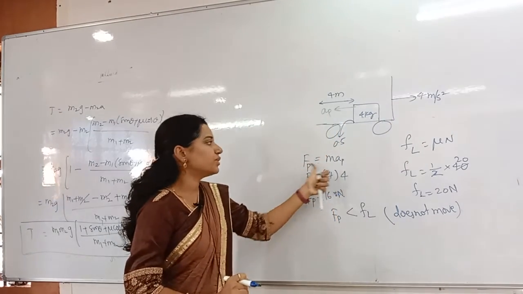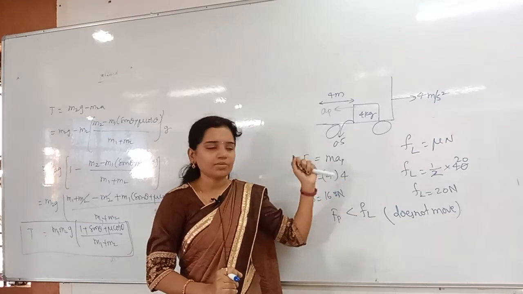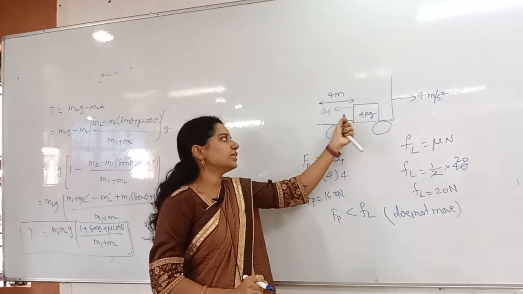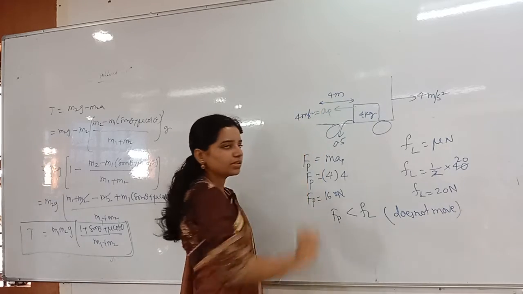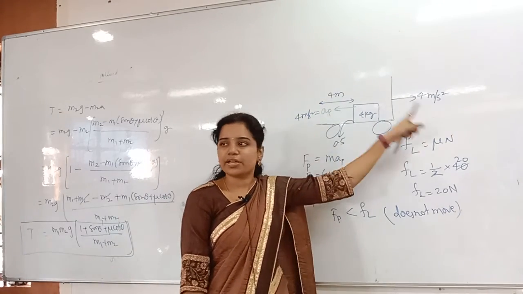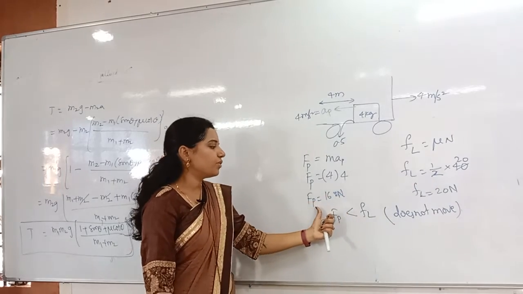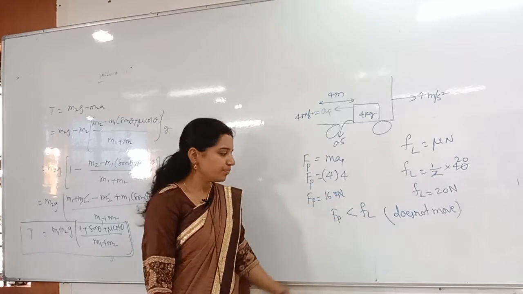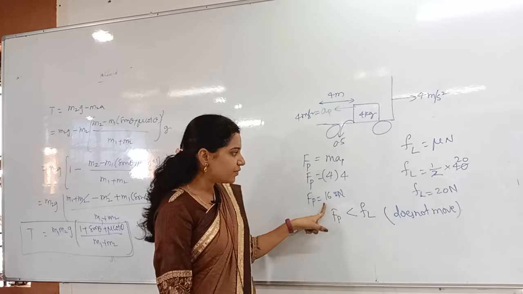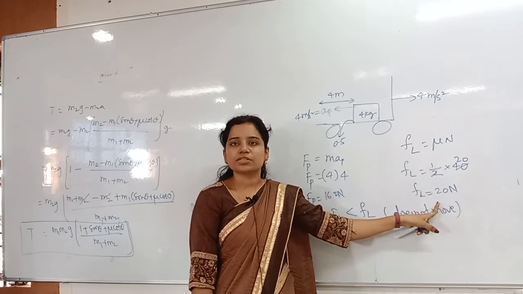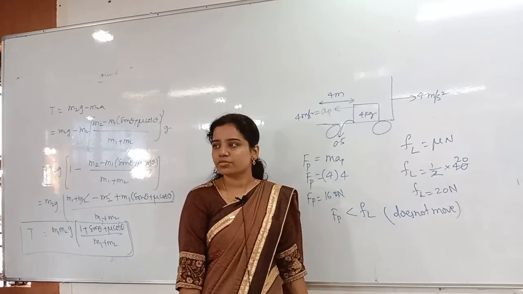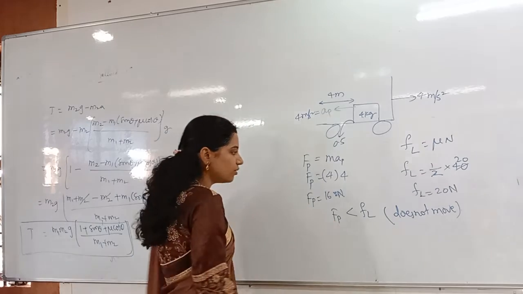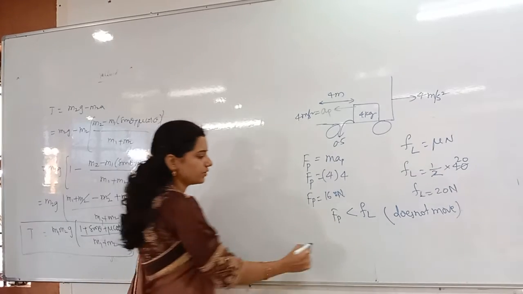Now pseudo force Fp is equal to what's the formula? M into a_p. M is how much? 4 kg. Pseudo force acceleration also how much? 4 meter per second square only, equal and opposite to the applied acceleration. Now force is equal to how much you are getting? 16. Now this applied force is lesser than the limiting friction. Whenever it is less than the limiting friction, body does not move. It does not move, so it will not fall down.